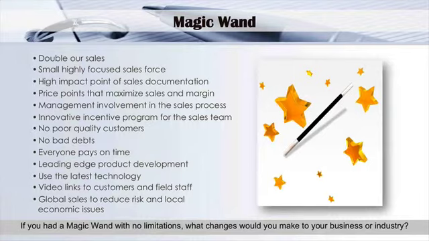So, you know, for example, in this one, double our sales tells me that your sales are not high enough. No bad debts tells me that you currently have some bad debts that are annoying you. No poor quality customers tells me that you've actually got some poor quality customers you probably should be doing something with. So do a quick magic wand, just get your head focused and use it to brainstorm, write down everything you want.